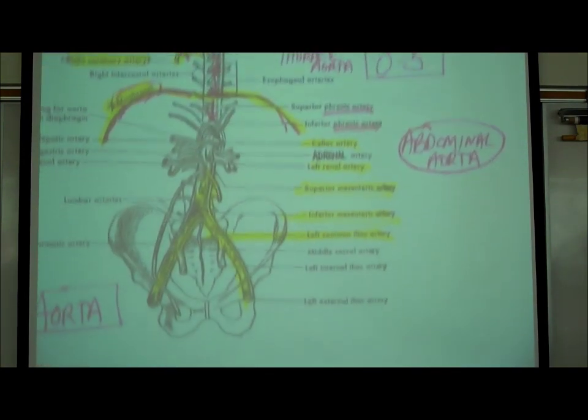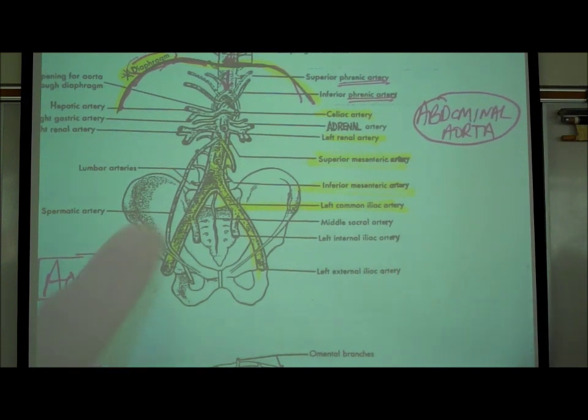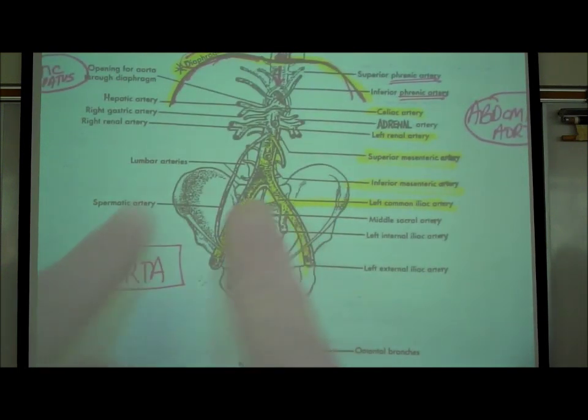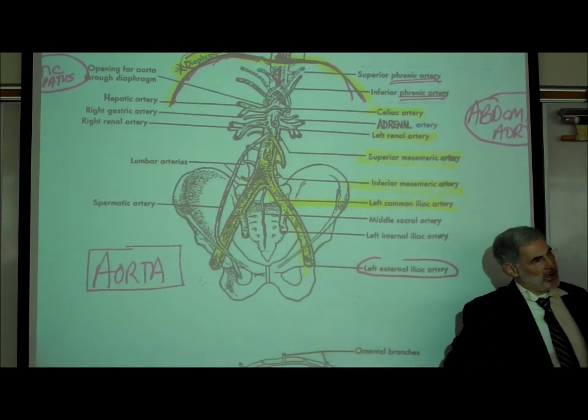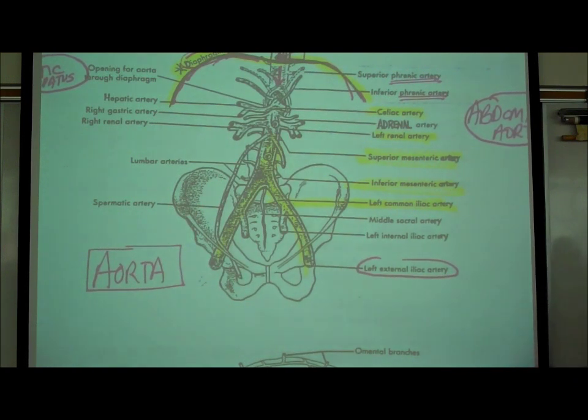And the way that the aorta terminates is it terminates by dividing into two branches. It bifurcates into a right and left iliac artery. And the iliac arteries carry blood down to the legs. So that's how it kind of finishes, by dividing into a right and left branch.